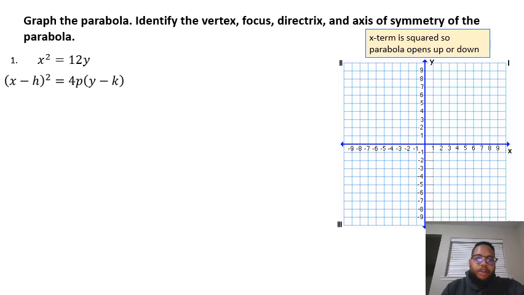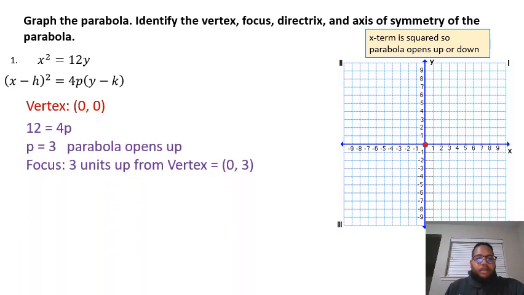So we look at our equation, x minus h squared equals 4p times y minus k. We know that h and k are going to be 0. We know this because there's no h present, there's no k present. So vertex is 0, 0. You're going to see it with the red dot. These are color coded to make it easy for you to read the graph.